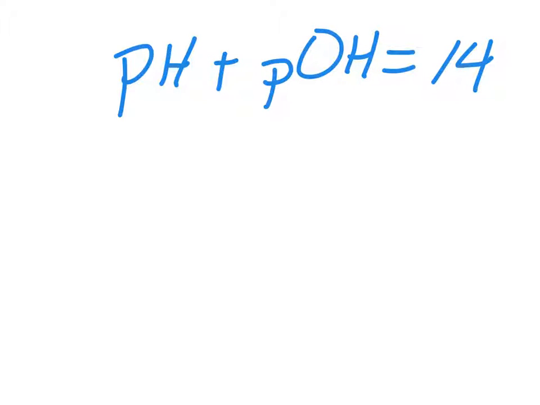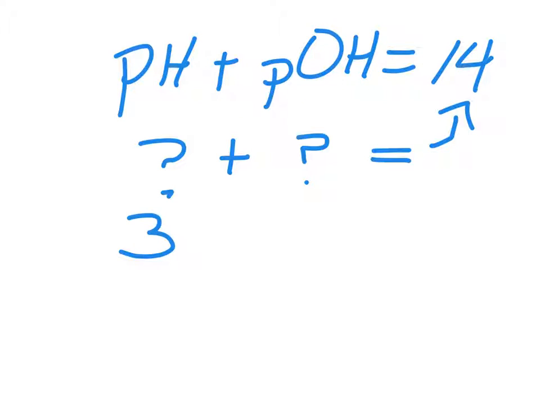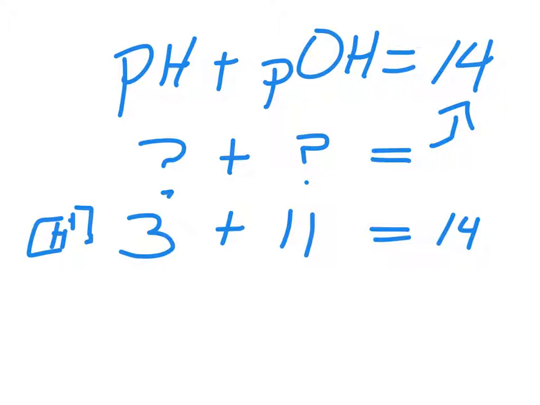Whatever you have here, you must add to whatever you have here, and both must equal 14. Pick whatever, let's say a 3. If I had a pH of 3, my pOH would have to be 11 to give me that 14. Does that look a little less busy? And then remember, your logarithm is the negative, so for hydrogen it's just 10 to the negative 3, because that's the opposite of your pH number.